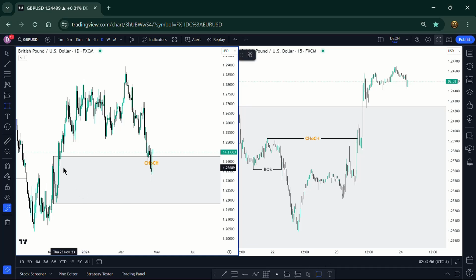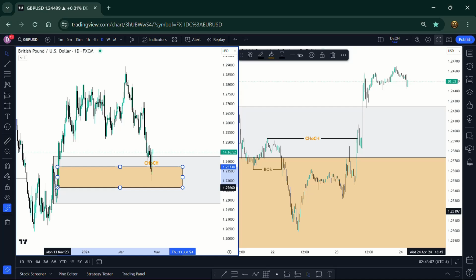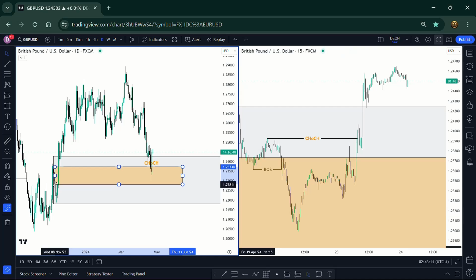Okay, so there's a lot going on. There was a lot going on with this trade here. All right, there's this fair value gap right there. Okay.